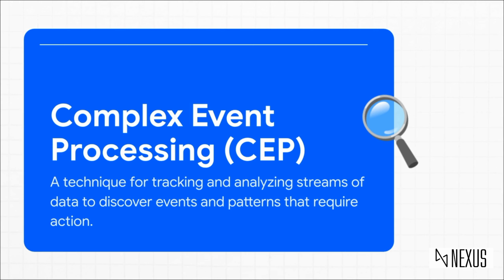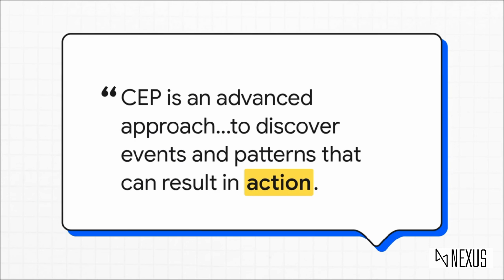It's about connecting the dots between lots of different events over time to spot something important, something that requires a response, and fast. And this quote from Big Data for Dummies just nails it. The goal here isn't to discover a cool pattern so you can write a report about it next week. The whole point is that the discovery of a pattern must trigger an immediate action. That's the entire purpose of CEP.